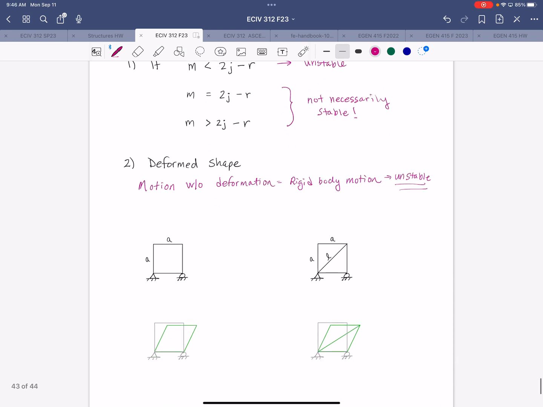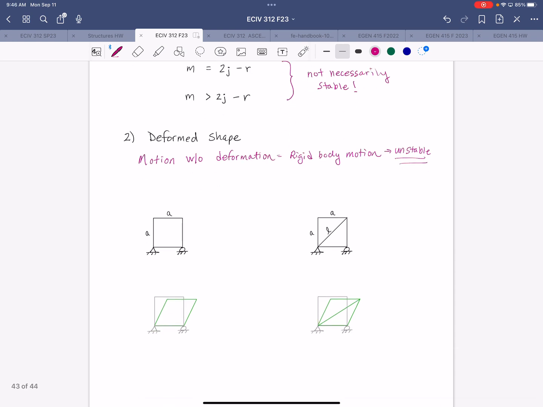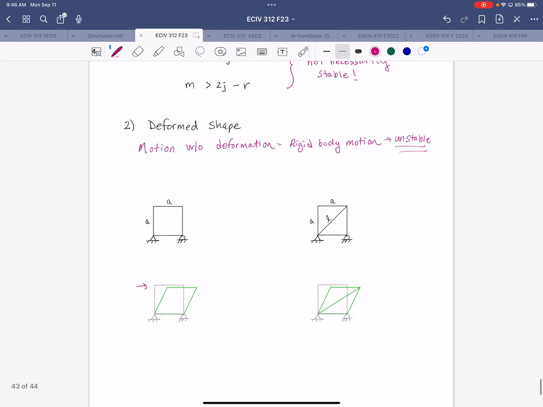That's visually summarized here, where you have a panel that is unstable. If you add a lateral force to that panel, it would move like this without deforming. So you would still have the same lengths. Those lengths wouldn't change.